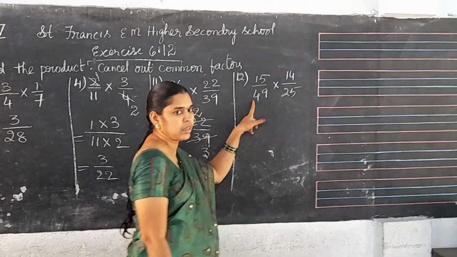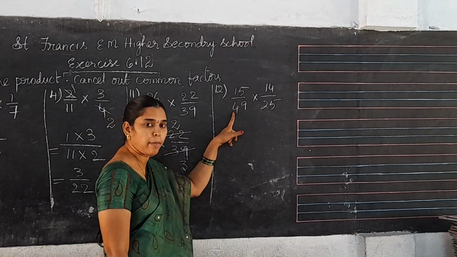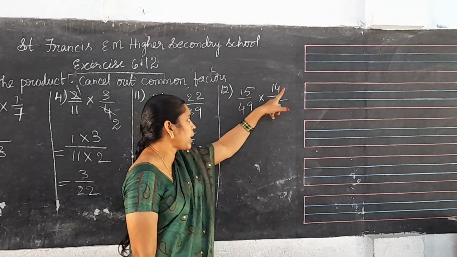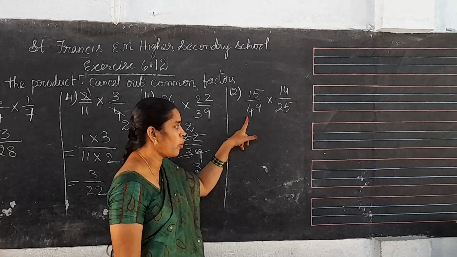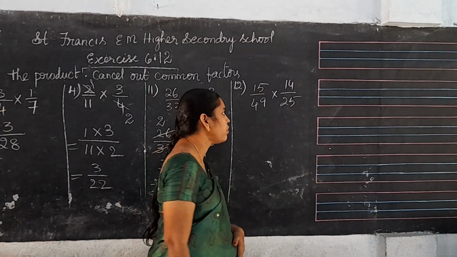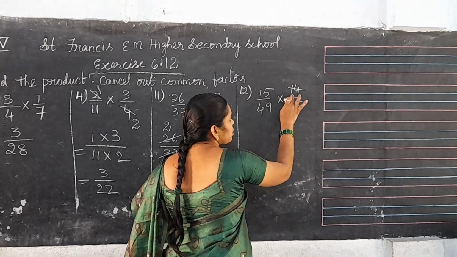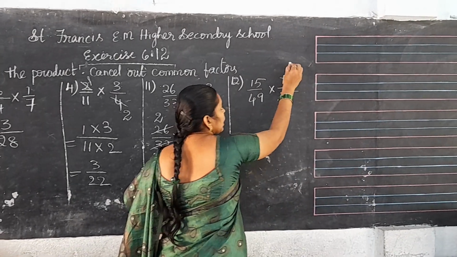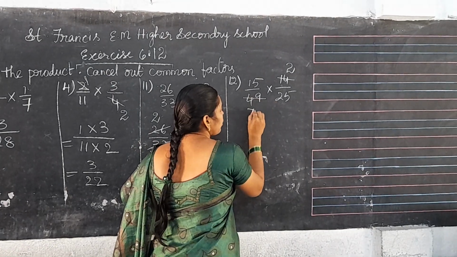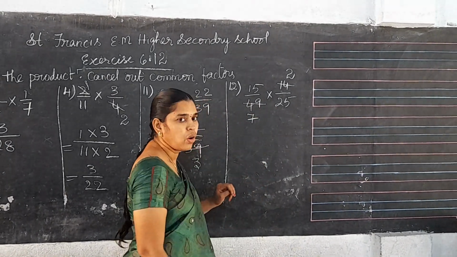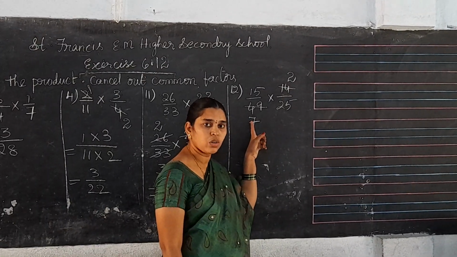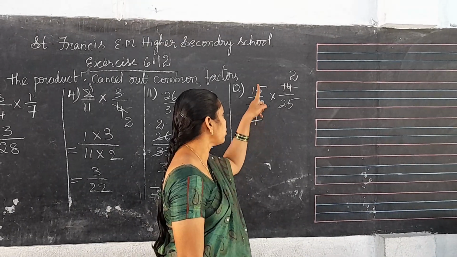15 by 14. In these two numbers, any common factor except 1? No. Then you check the second numerator and first denominator. In these two numbers, which table will go? Seventh table will go. Seventh table, how many times will it go in 14? 7 2s are 14. Here, 7 7s are 49. Okay. Now in these two numbers, will any table go except one? No. Then you go to check.